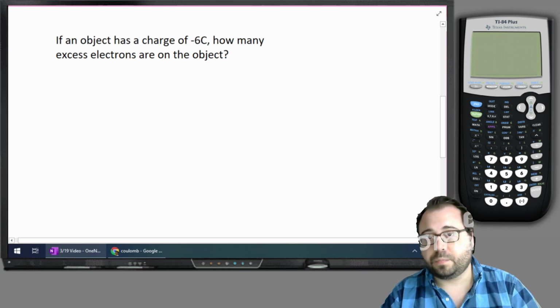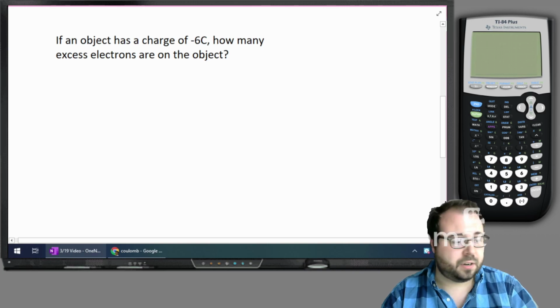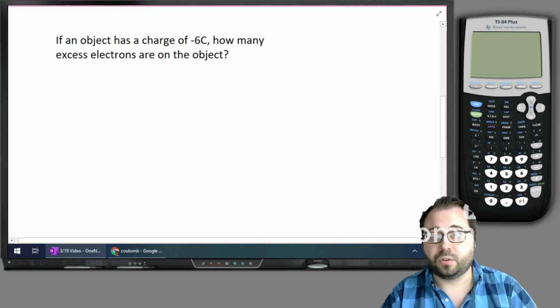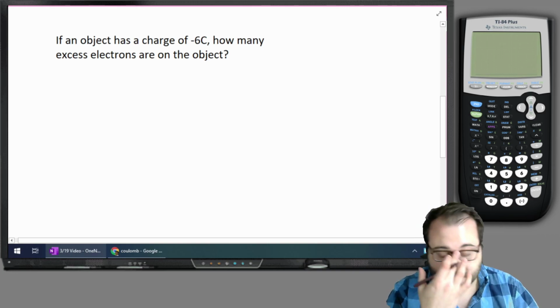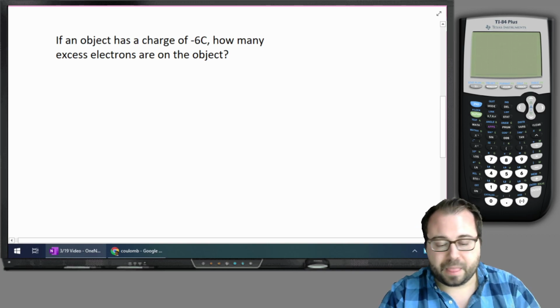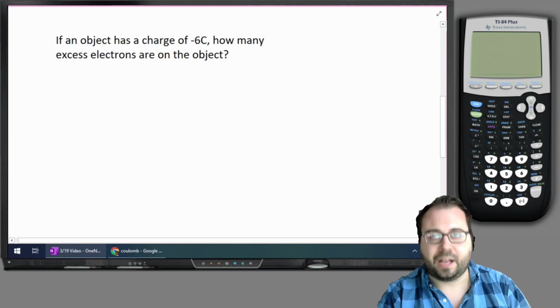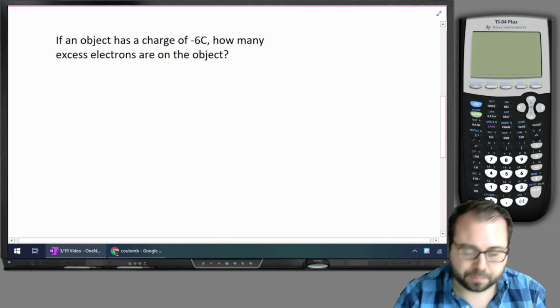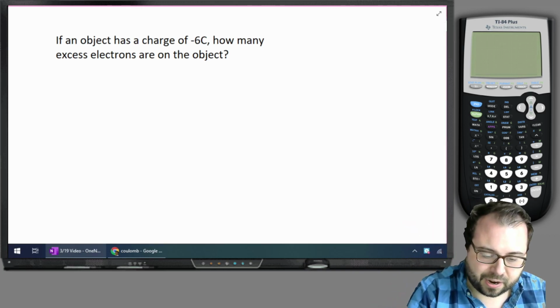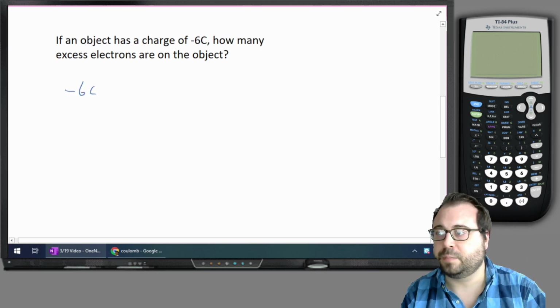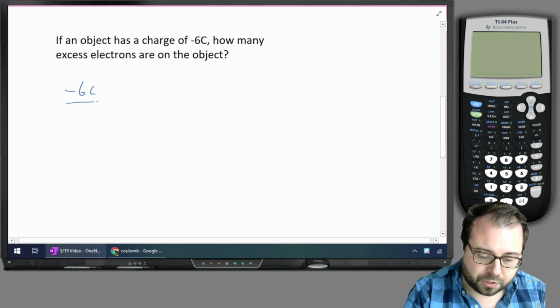So first, make sure you have your scientific calculator with good old-fashioned exponents on it ready to go. And let's do this first with dimensional analysis, like we did in the beginning of the year. So let's set it up like this. Let's say we've got -6 coulombs. And whenever we did a problem in dimensional analysis, we put it over 1 to start, and we multiplied by a blank fraction.